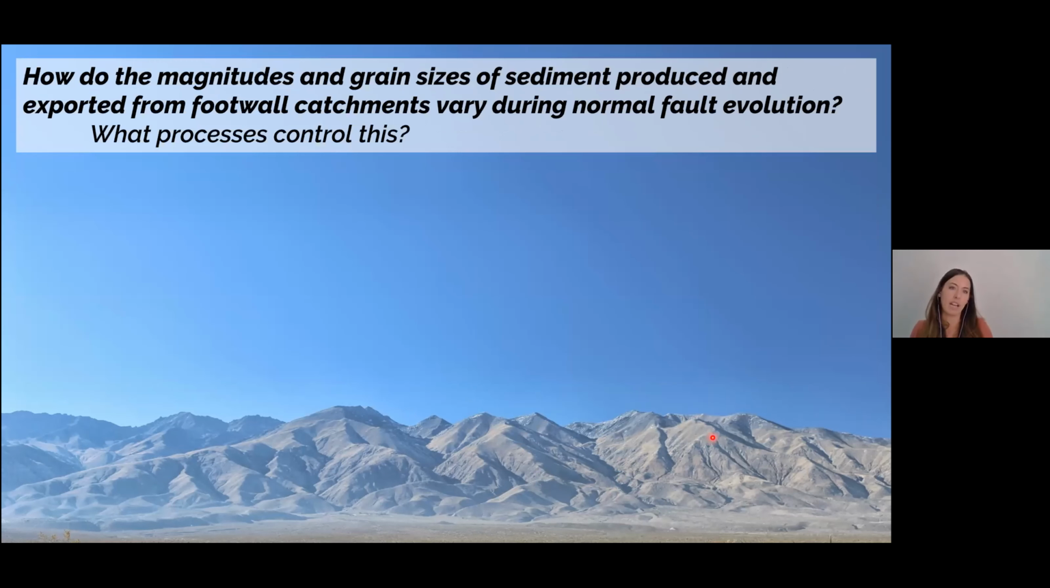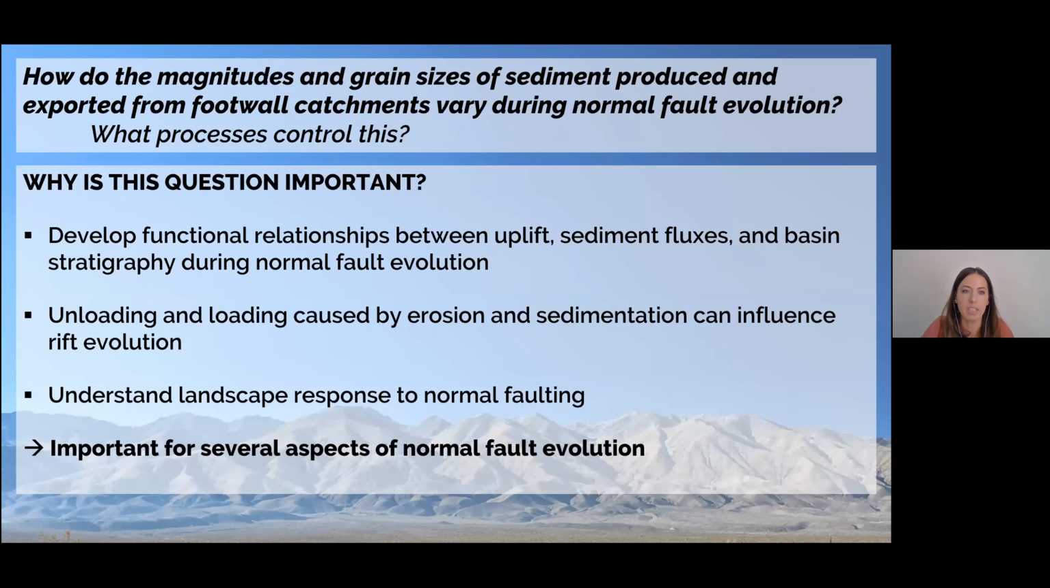So I'm going to center the talk on addressing one question, which is how do the magnitudes and the grain sizes of sediment produced and exported from footwall catchments vary during normal fault evolution, and what processes control this? This question is important to work towards developing functional relationships between uplift, sediment fluxes, and basin stratigraphy during normal fault evolution. Also because it's been shown that the unloading and loading caused by erosion and sedimentation can influence rift evolution, and to understand landscape response to normal faulting. So it touches on several important aspects of normal fault evolution.